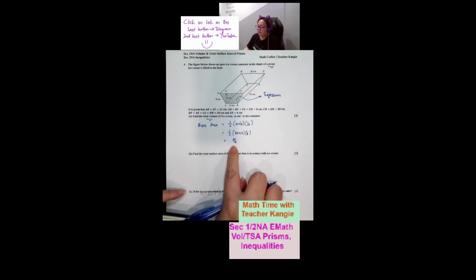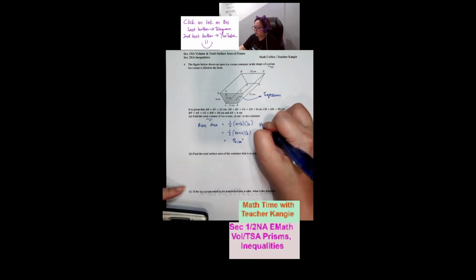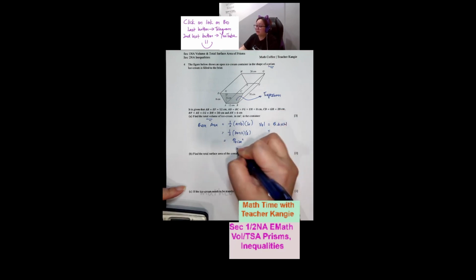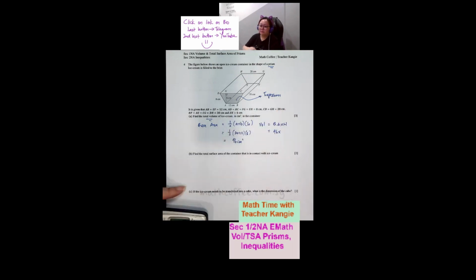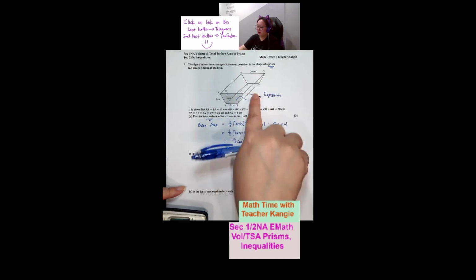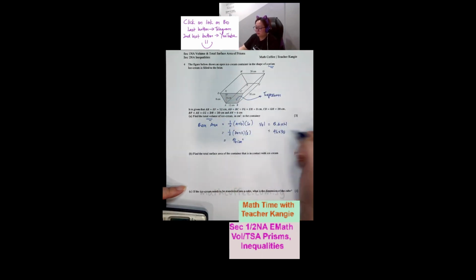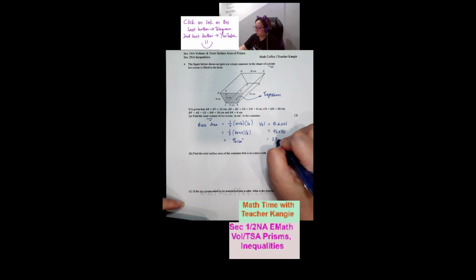But be careful, this is only the base area. I still need to find my volume, which is base area multiplied by the height. My base area, I already found, is 96. The height of the prism, by now I hope you already know how to see the height of the prism, is 30. So 96 multiplied by 30, and that will give us 2880 cm cubed.